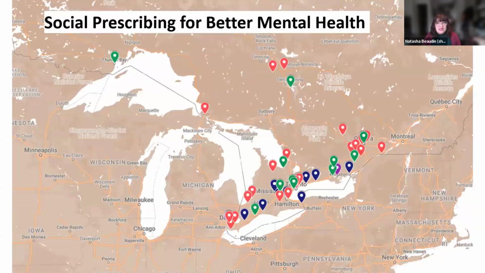Next slide. And so just to share, we have over 80 of our member centers have implemented a formal social prescribing project. This map is from our Social Prescribing for Better Mental Health project, where we worked with 28 different sites across Ontario, just to show you the diversity of sites that we're working with.